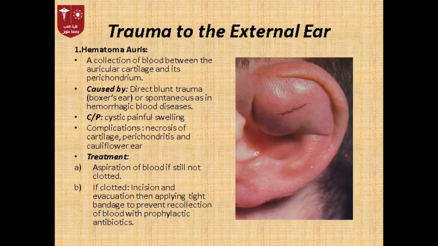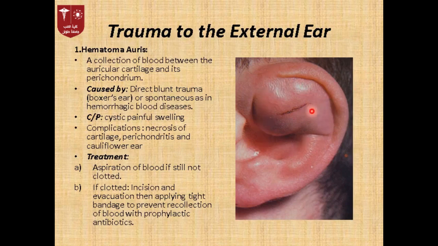Hematoma auris is a collection of blood in the auricle between the cartilage and the perichondrium. It is either caused by a direct blunt trauma to the auricle, what's called boxer's ear, or it can occur spontaneously, as in cases of hemorrhagic blood disease. The clinical picture, as you can see in this photo, is a cystic painful swelling.